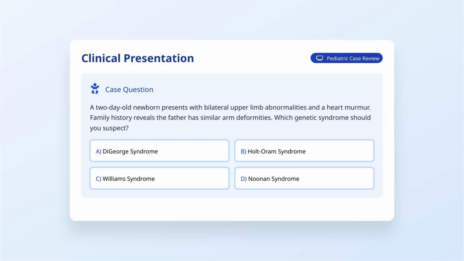A 2-day-old newborn presents with bilateral upper limb abnormalities and a heart murmur. Family history reveals the father has similar arm deformities. Which genetic syndrome should you suspect? A. DiGeorge syndrome. B. Holt Oram syndrome. C. Williams syndrome. D. Noonan syndrome.